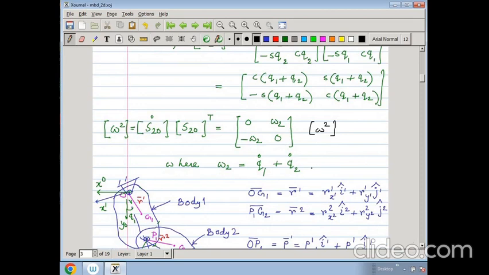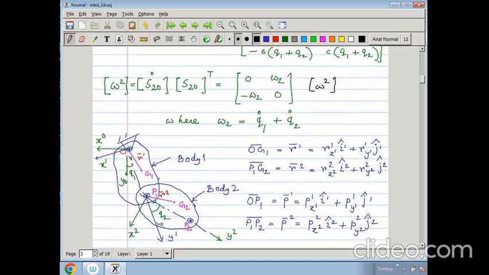So this is the angular velocity of body 2, and you know the angular velocity of body 2 is q1 dot plus q2 dot, because we are taking these rotations as relative rotations. So suppose you take body 2, then the total rotation about the inertial y naught direction is q1 plus q2. So the angular velocity of this body would be omega 2, q1 dot plus q2 dot. Now this convention we have already seen.